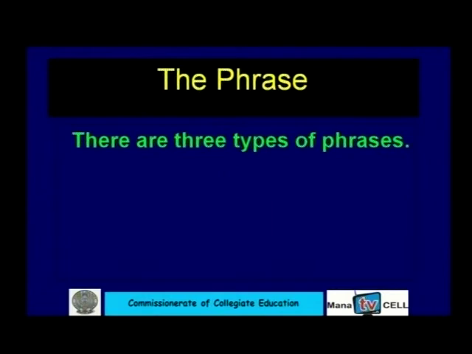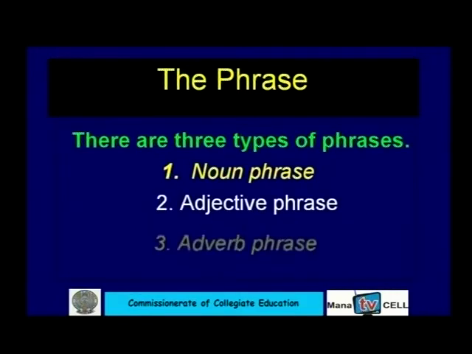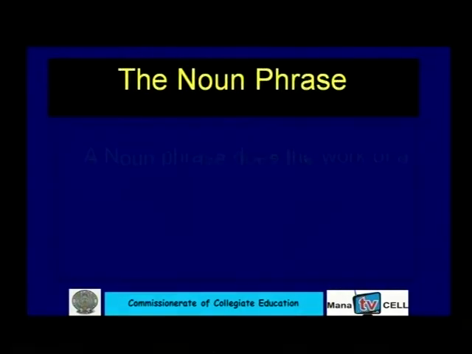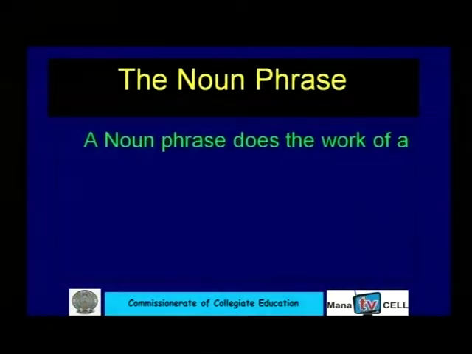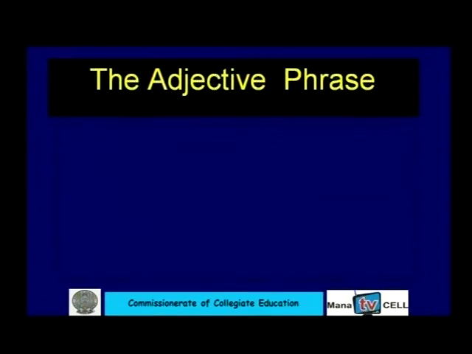There are 3 types of phrases. They are noun phrase, adjective phrase and adverb phrase. Now, we will look into some details of these phrases. What is a noun phrase? A noun phrase does the work of a noun. For example, early to rise is good for health. Here, early to rise is used as the subject of the sentence. In fact, always a noun or a noun equivalent is used as the subject of a sentence.